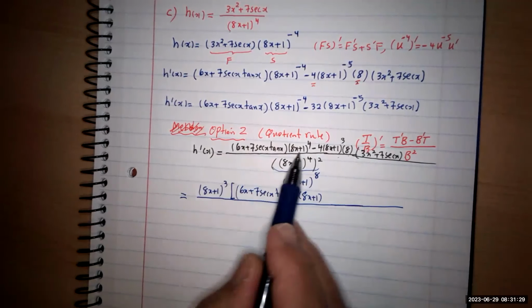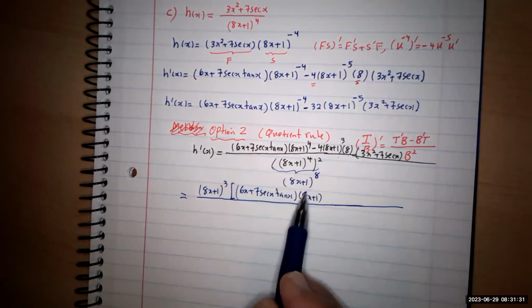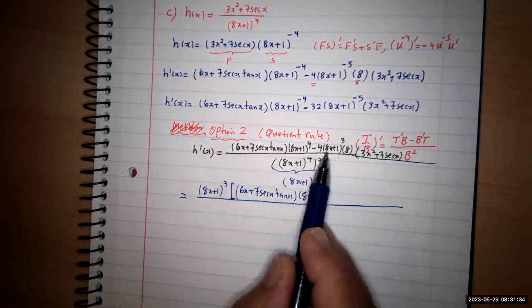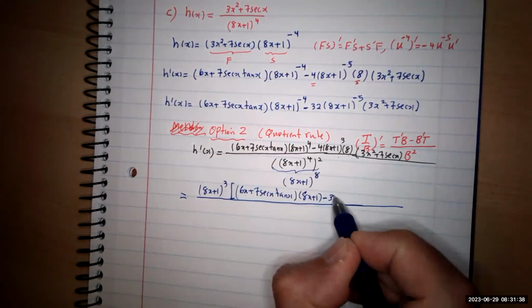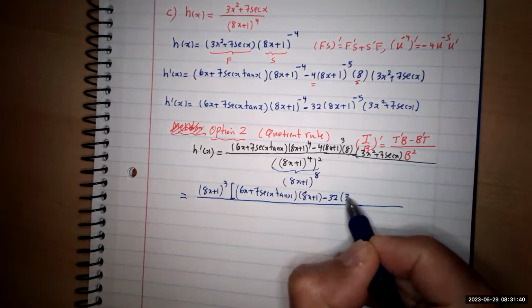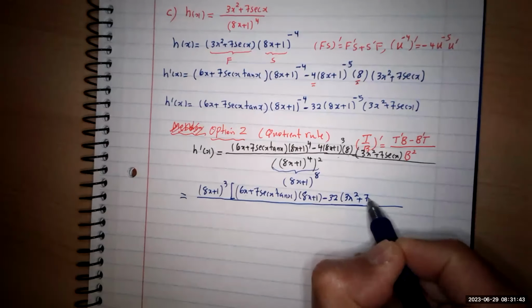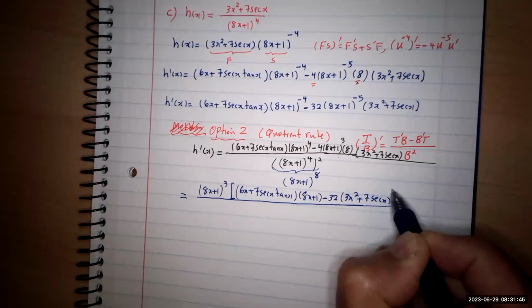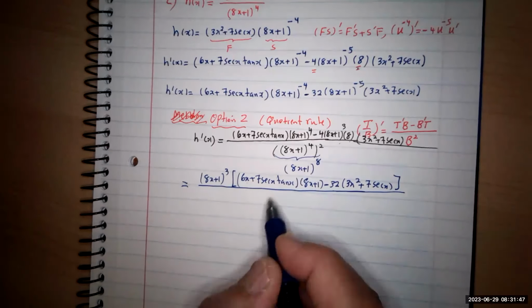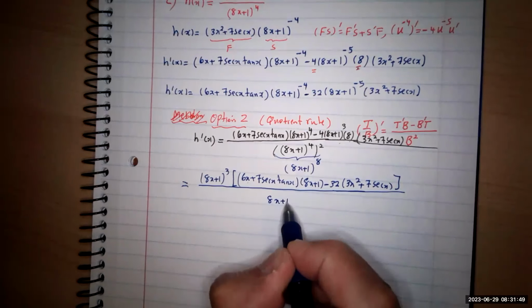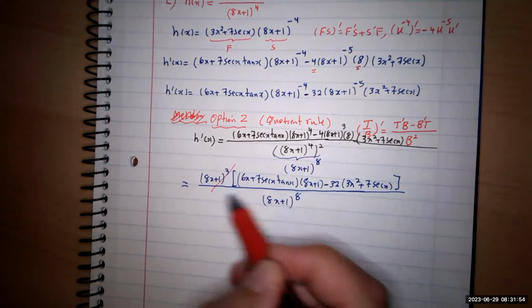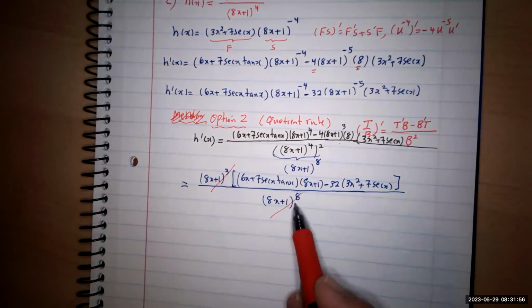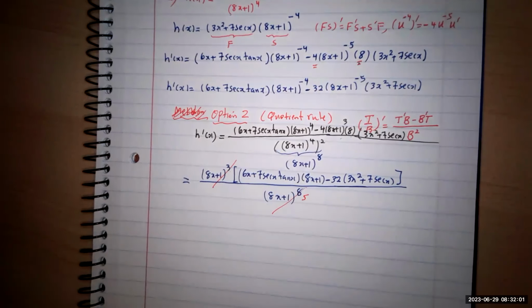Okay, so this is what we got from the first. From the second, this (8x+1) cubed would be done. 4 times 8, 32. So that gives you minus 32 times (3x squared plus 7 secant of x), and on the bottom, you have (8x+1) to the 8. Then you simplify these two. So 3 out of 8, that leaves you with 5.